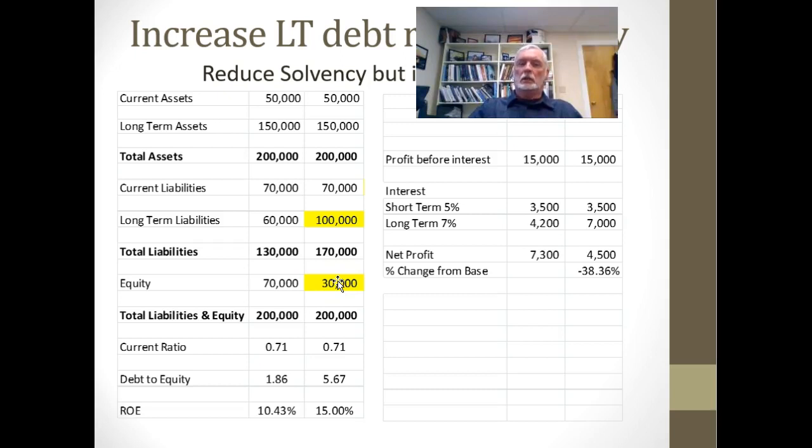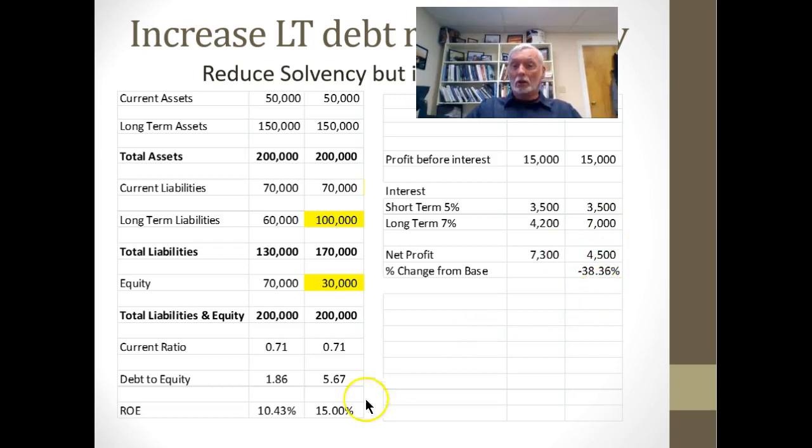What does that do? Has no effect on the current ratio because I didn't touch current liabilities or current assets. It increases my debt to equity ratio dramatically because I've both increased debt and reduced equity. So I changed both sides, the numerator and the denominator here. So big change. So now my debt to equity ratio goes to 5.6, which would be considered pretty risky. My short-term interest stays the same. My long-term interest goes up, so my profit drops a lot, 38%.